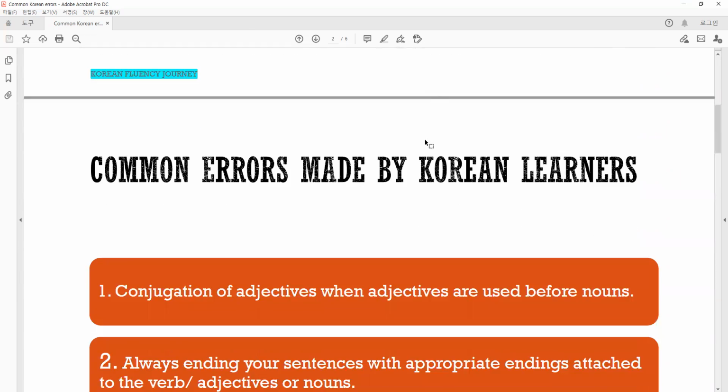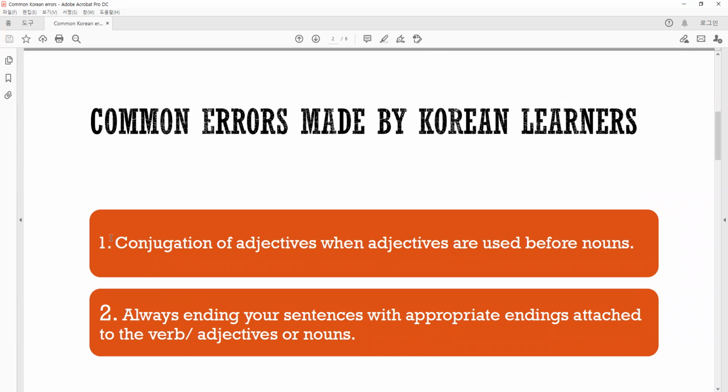I'm not going to cover all these topics today. I will be covering only the first one in part one, conjugation of adjectives when adjectives are used before nouns. And in the next video, I'm going to talk about ending your sentence with appropriate ending particles. It is also different from English. We can just use verbs, adjectives or nouns without any endings at the end of the sentence, right? But Korean is a little bit different. So we're going to talk about that in my next video. But today we are just going to concentrate on the adjectives.